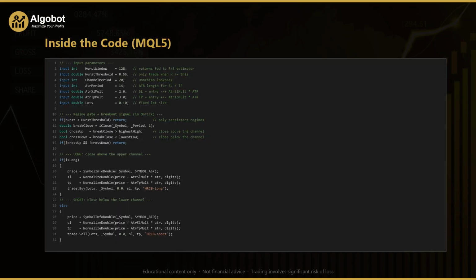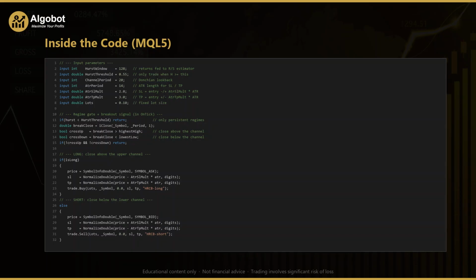Let's read the actual MetaTrader code the expert advisor runs. At the top are the input parameters you can adjust. Hurst window is set to 128, the number of returns fed into the regime estimator. Hurst threshold is 0.55, the persistence level a breakout must clear. Channel period is 20, the Donchian lookback. AtrPeriod is 14, and the two multipliers, 2 and 3, scale the stop and the target.